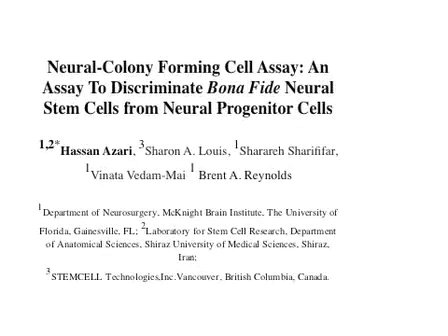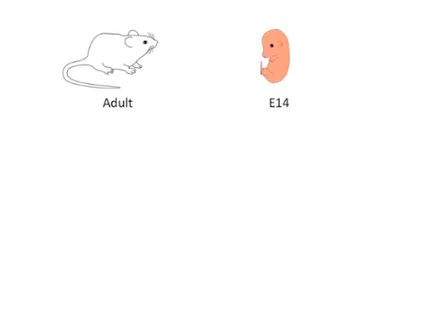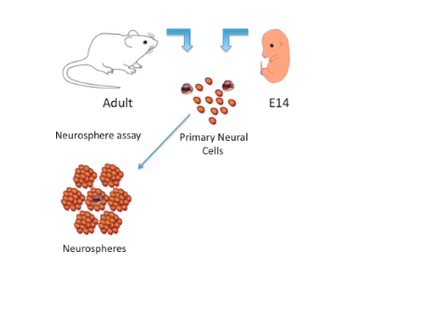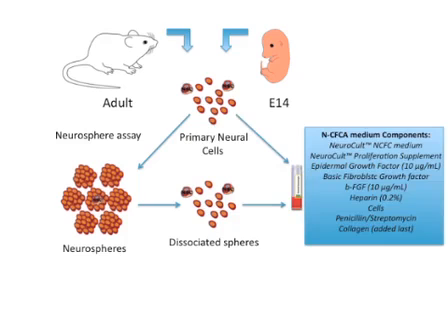The aim of this video article is to demonstrate how to quantify the frequency of bona fide neural stem cells in a mixed population of neural precursor cells using the neural colony-forming cell assay. This assay can be used for primary or cultured neural precursor cells from adult or embryonic CNS.